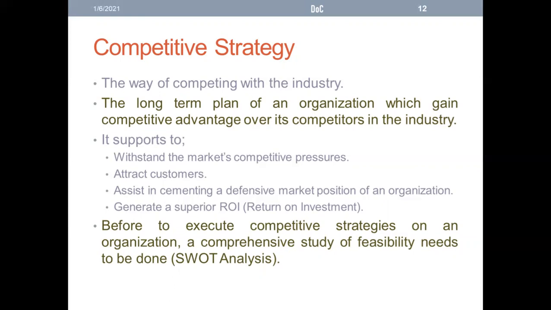So in order to create such a plan, we have to do a comprehensive study about the feasibility of implementing such a plan, right?